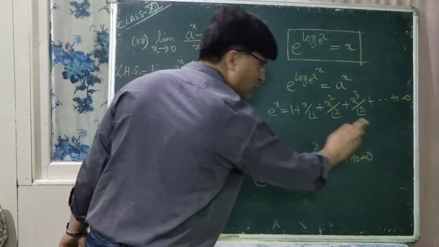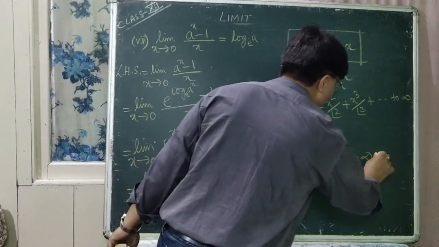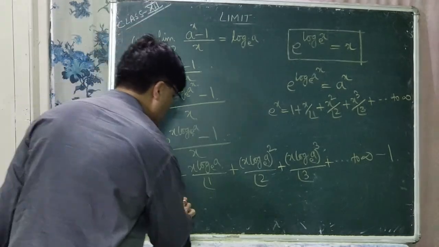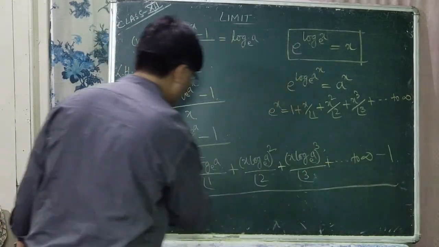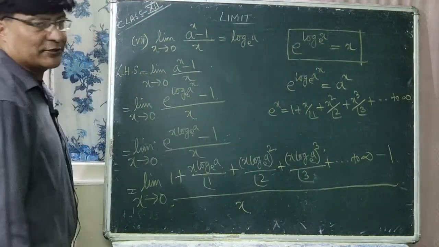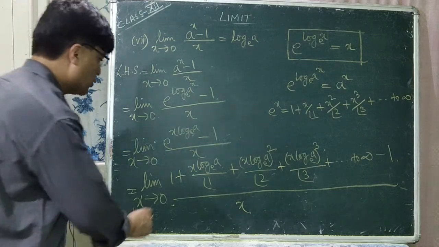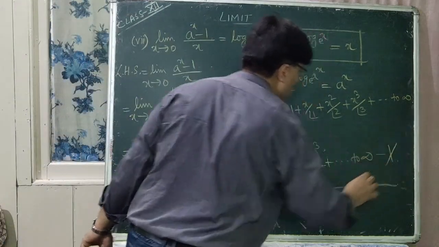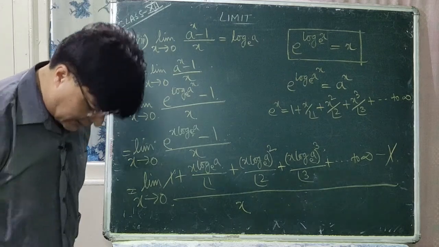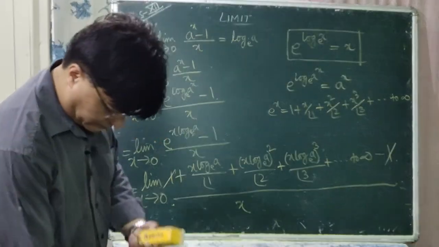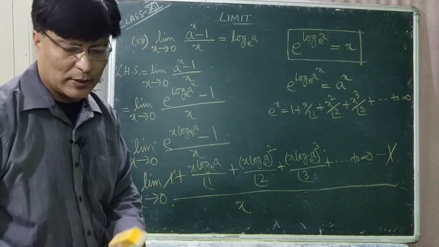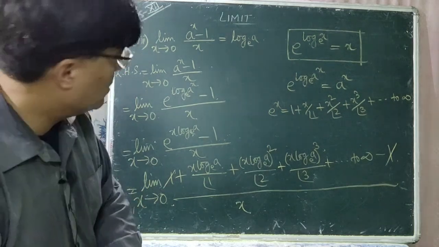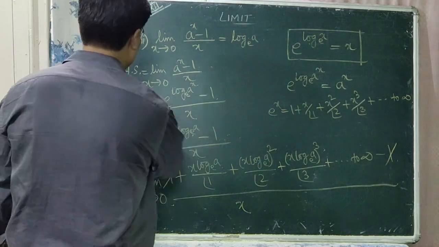So plus dot dot dot, it goes up to infinity, then you write down minus 1. Minus 1, this whole divided by what is there? It is x. Is that understood? So here plus 1 and minus 1 will be cancelled. You can cancel it, okay? So next, what will you do now? You can simplify it further.